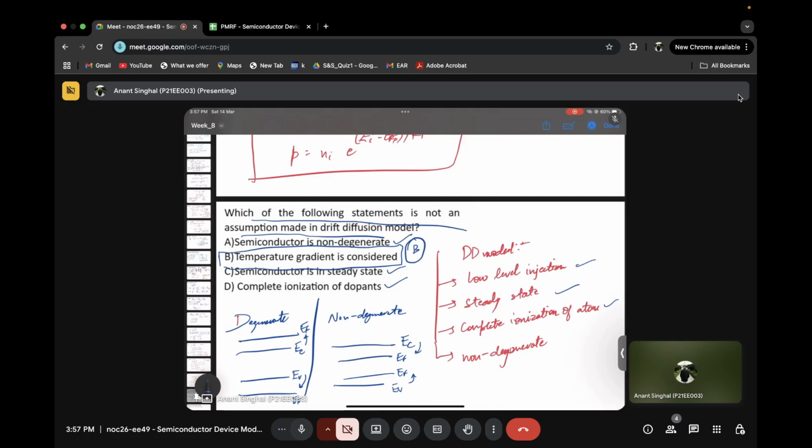Okay. So if it is clear, let's move towards some questions. Okay, this is a very simple question. It says, which type of semiconductor is preferred for high speed application? Can anyone tell quickly?